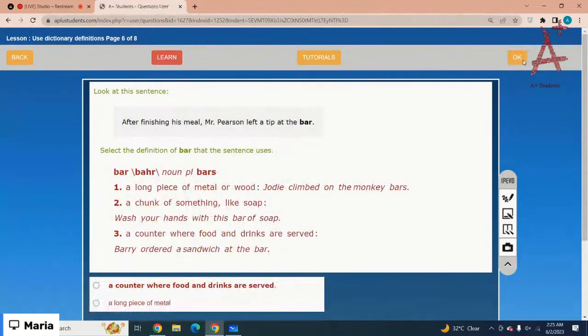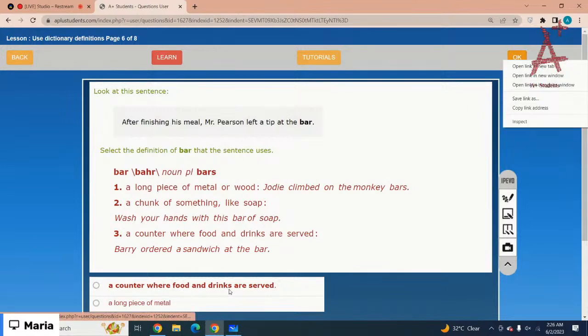Very good. After finishing his meal, Mr. Pearson left a tip at the bar. So select the definition of bar that the sentence uses. Bar: a long piece of metal or wood, a chunk of something like soap, a counter where food and drinks are served. So which is the correct option? Yes, the answer is already highlighted. It is a counter where food and drinks are served. Got it?